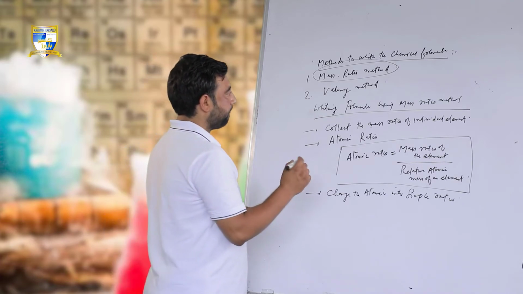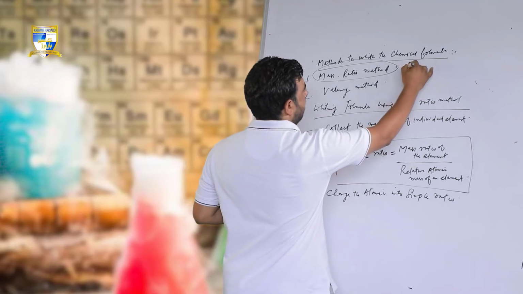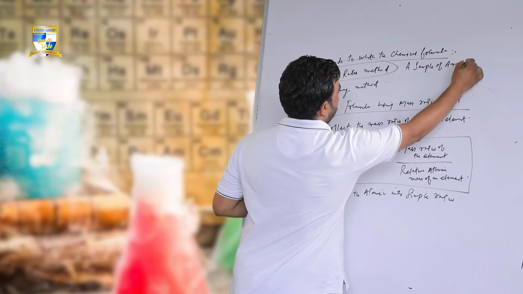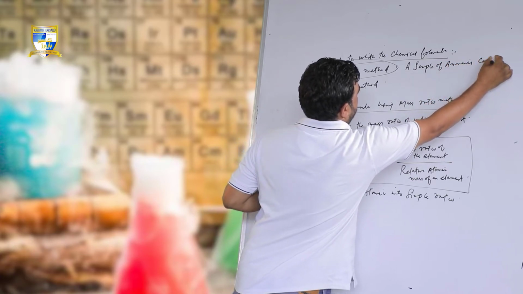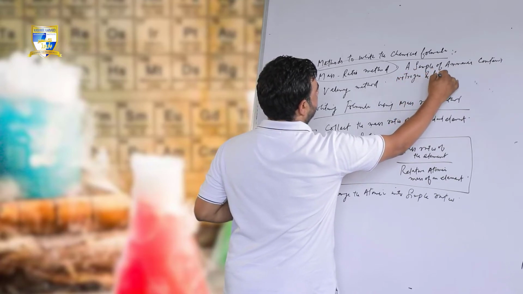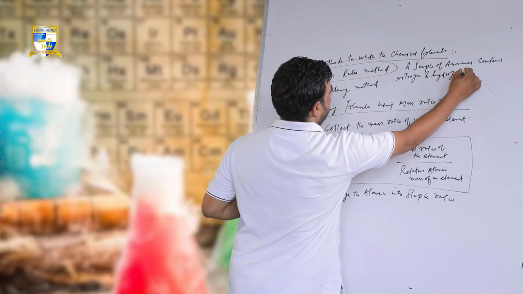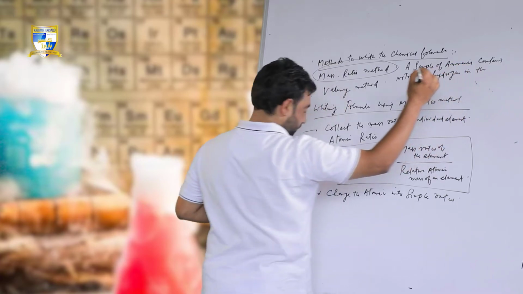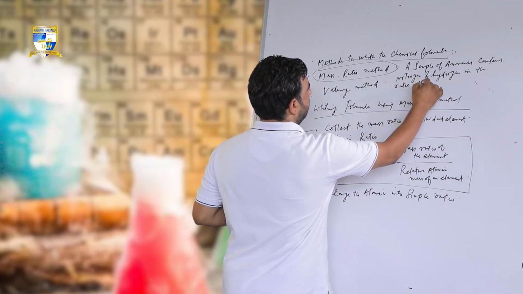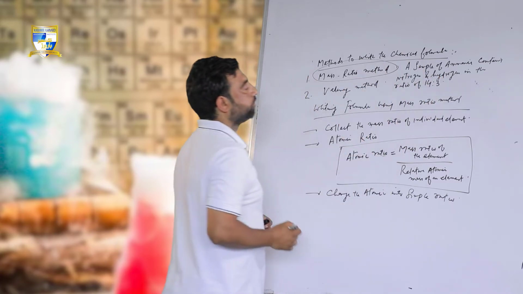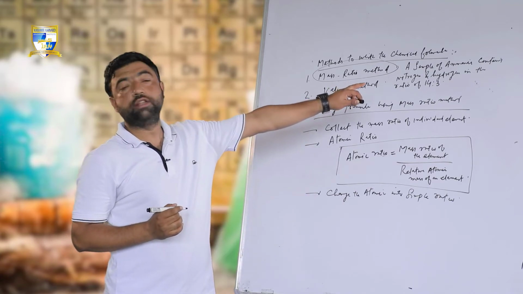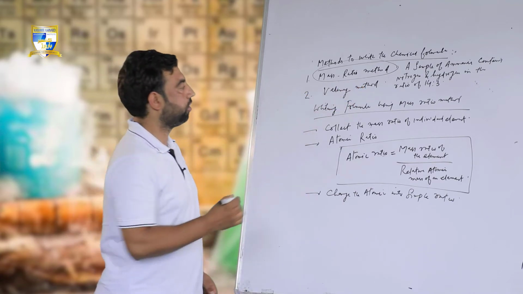Write down an example. For example, I'll write: a sample of ammonia contains nitrogen and hydrogen in the ratio of 14:3. A sample of ammonia contains nitrogen and hydrogen in the ratio of 14:3.